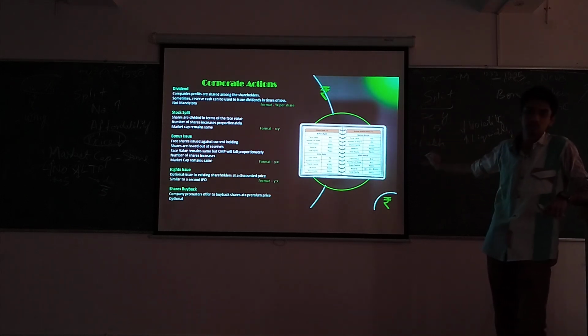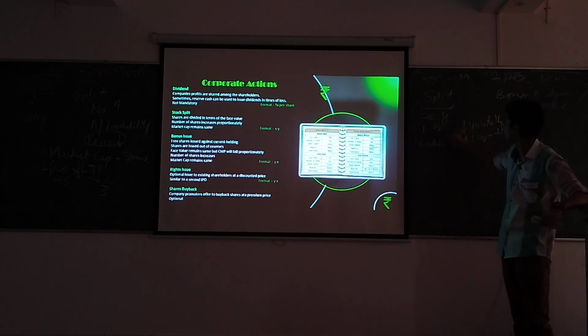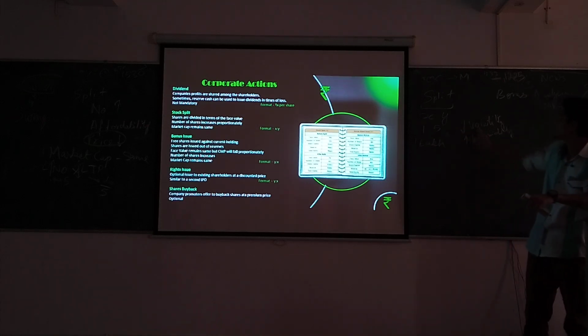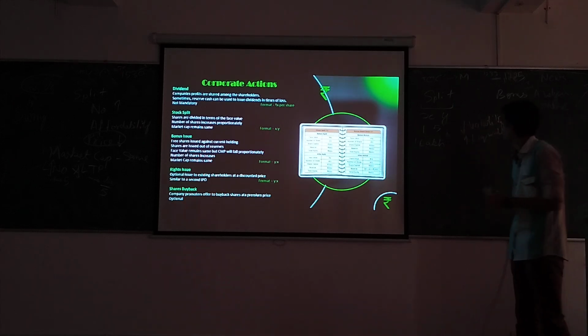That is one reason. That also increases the number of people trading, which again decreases volatility and increases liquidity. This will lead to stability of the stock price. A stable stock price means the company is performing well. That's all. So now, what happens in a stock split?